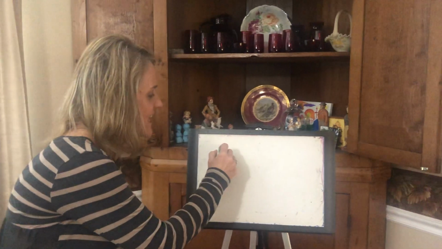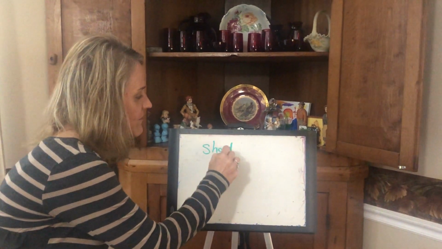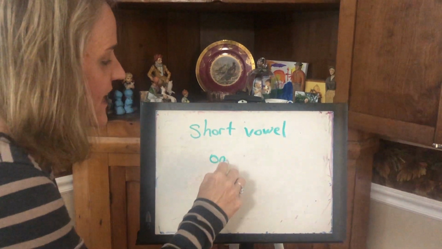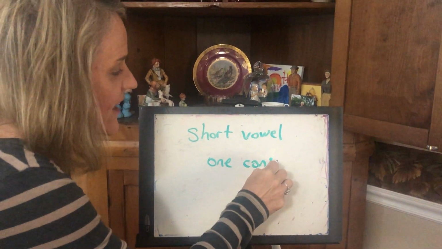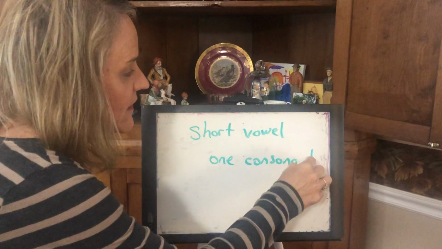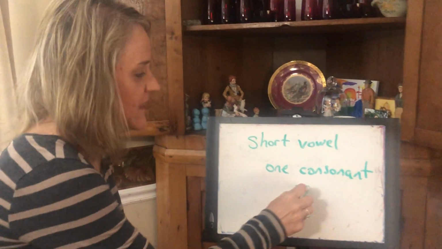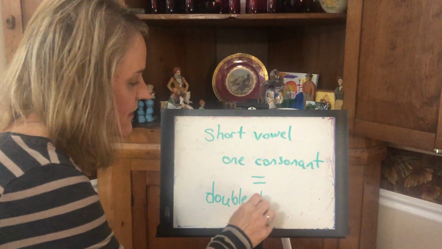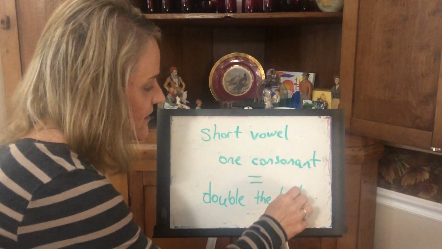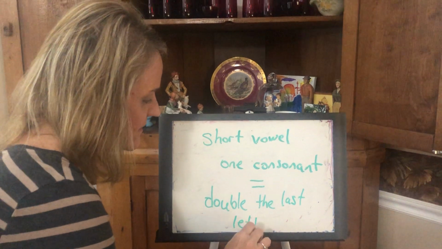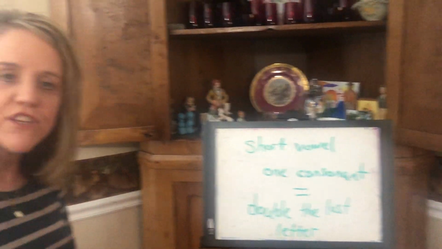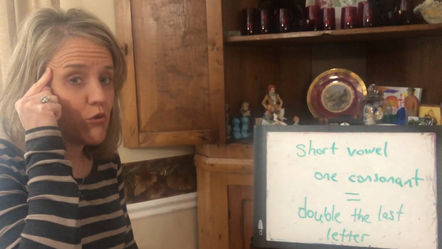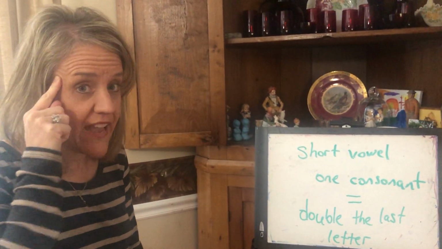If the word has a short vowel followed by one consonant sound, what do we do? That equals we double the last letter of the word. Okay? So as a review today, a lot of the words we're going to spell, you're going to have to think about that rule so that you'll get the spelling correct.